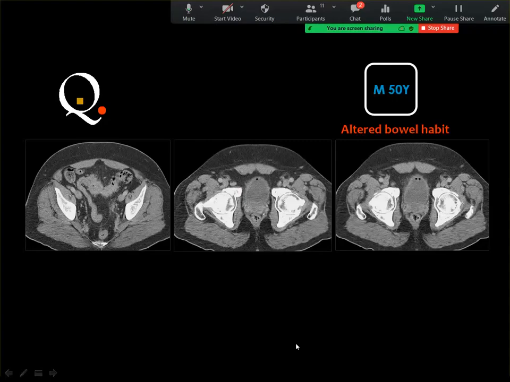And this is the first case of a male, 50 years old, with altered bowel habits.